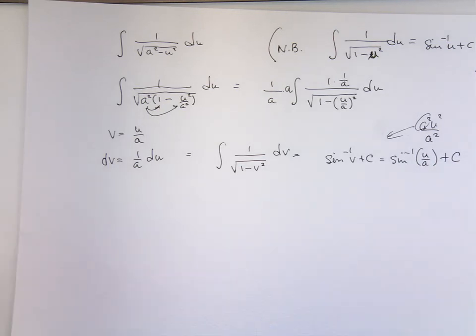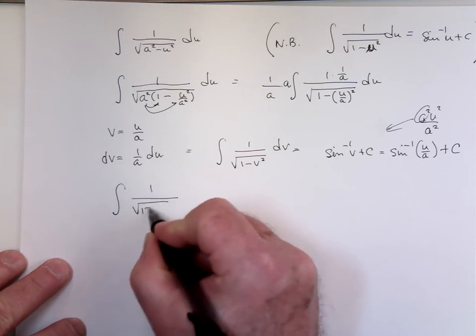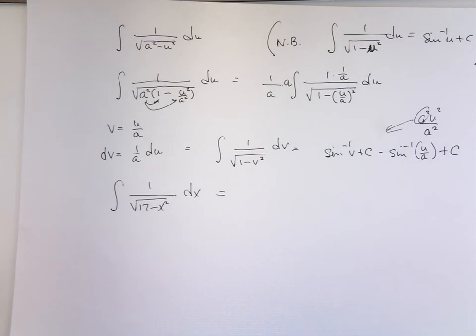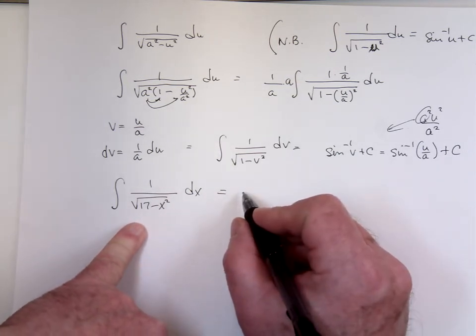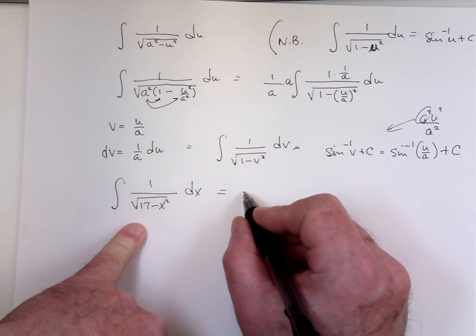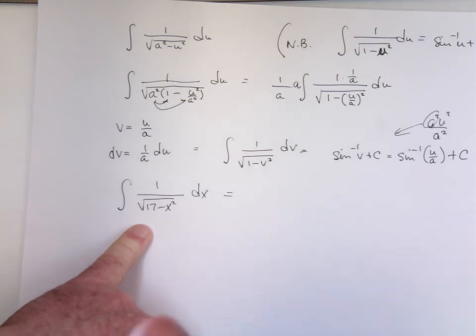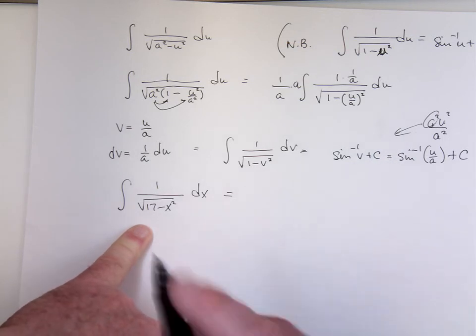Okay? So, if you had this integral, 1 over square root of 17 minus x squared dx, and WebAssign may give you something like this. What is the answer to this? What is this integral equal to? Is it going to be 1 over the square root of 17 arc sine? No, because there is no 1 over a out front here like there is for tangent. But you're close, but there is no 1 over the square root of 17. What is the integral equal to?